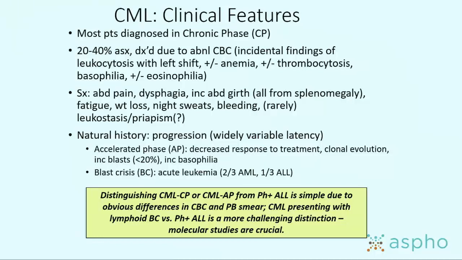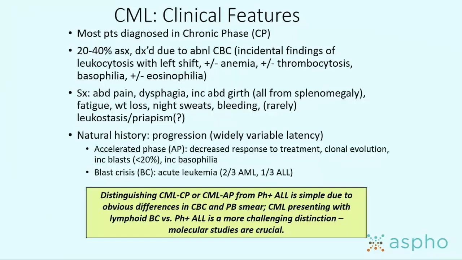When patients do present with symptoms, they are as follows, in this order of frequency: abdominal pain, dysphagia, difficulty swallowing, increased abdominal girth. All three of these are from the fact that most CML patients will have massive splenomegaly at the time of diagnosis. They will also be fatigued. They can have weight loss, night sweats, rarely bleeding.